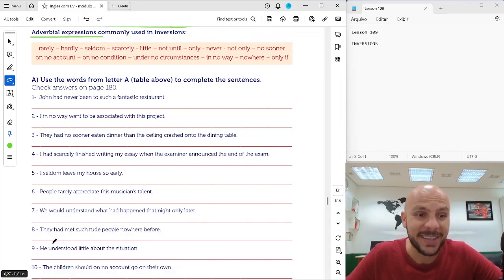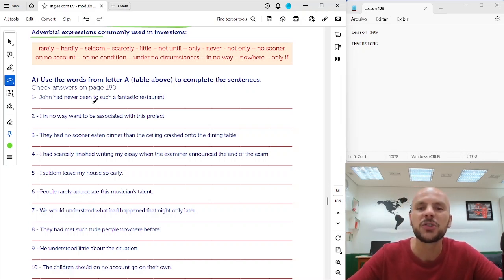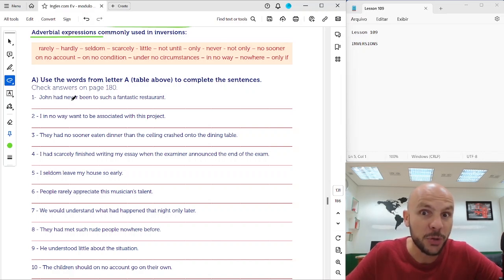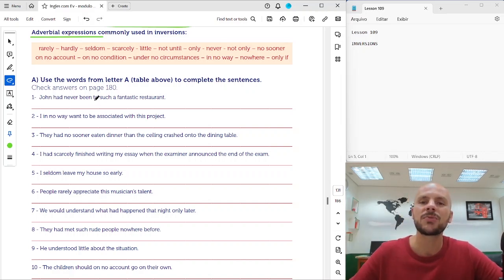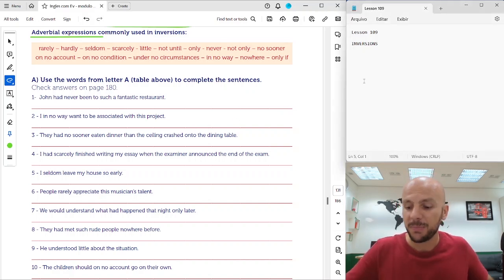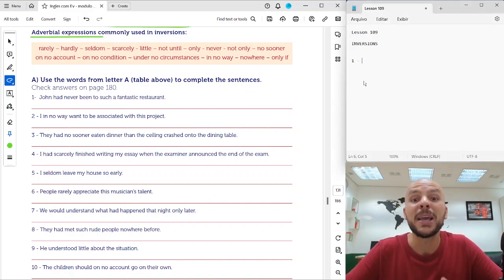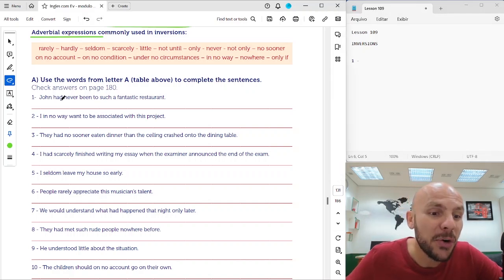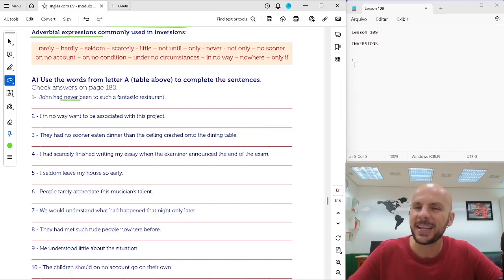Now you're going to practice a little bit. You're going to rewrite the sentences, putting them in the structure of the inversions, okay? I'll do the first one to help you, then you do the others, okay? John had never been to such a fantastic restaurant. This sentence is okay. There's nothing wrong with this sentence. But we use inversions to make emphasis, to emphasize the idea.